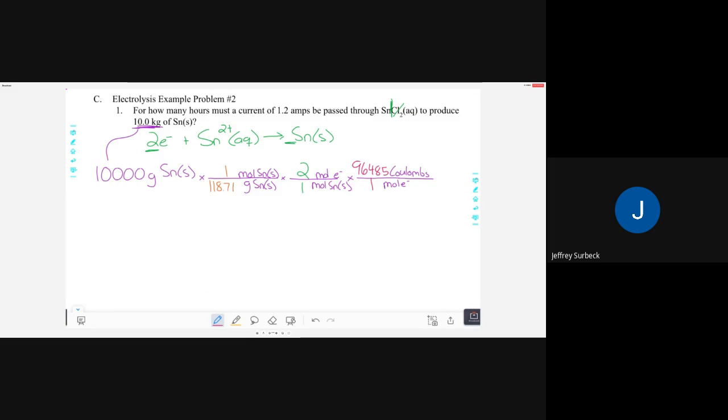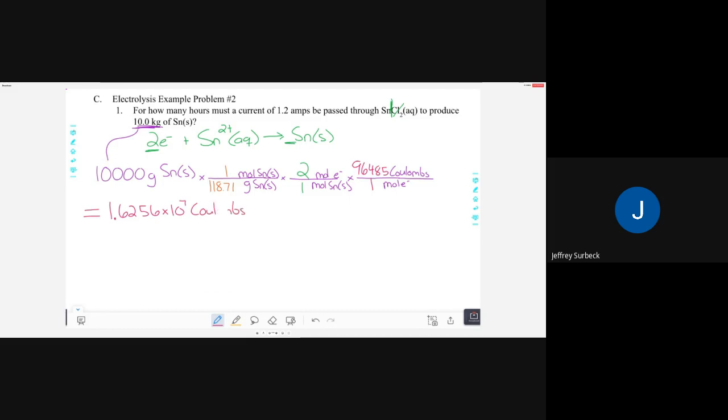And we turn to our calculators. Okay, so we take 10,000 divided by 118.71, press enter, times 2, enter, times 96485. Wow, I get a gigantic number. I'm going to put this in scientific notation. This right here equals 1.6256 times 10 to the 7th coulombs.